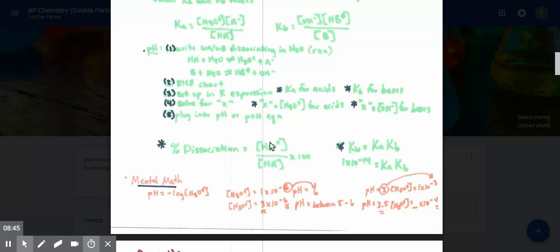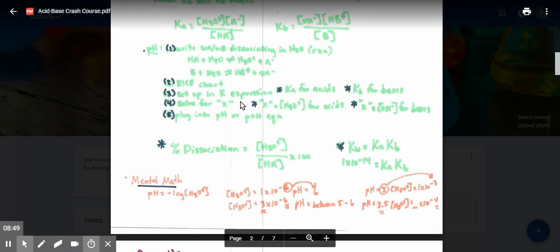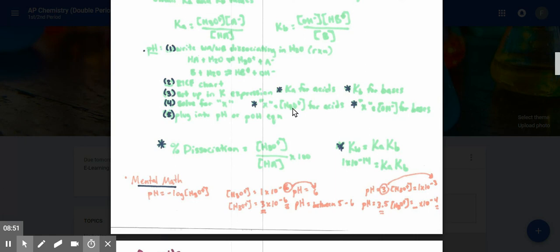So here's where I find these values. H3O plus concentration is found by doing steps 1 through 4 right here. You're solving for x. The HA concentration is what's given to me at the beginning of the problem. So that's how I calculate percent dissociation.